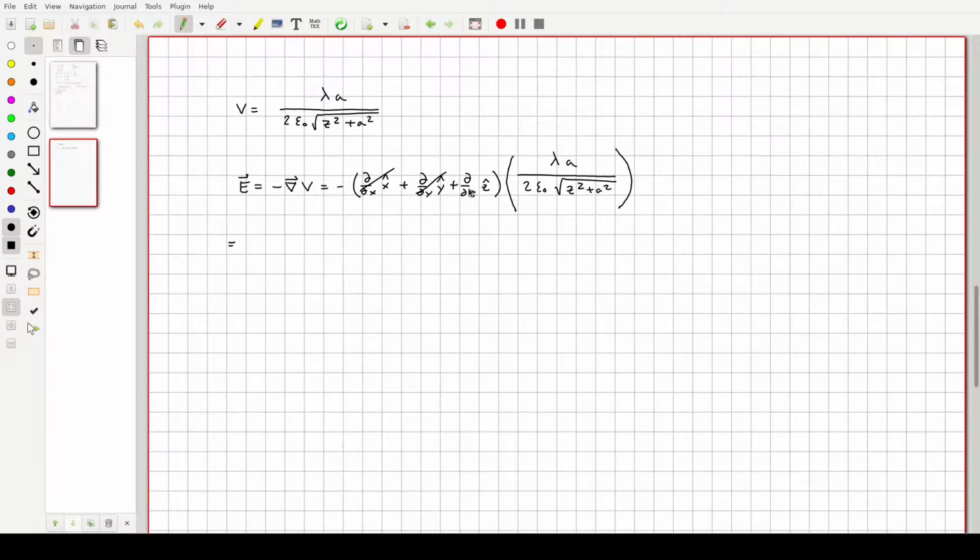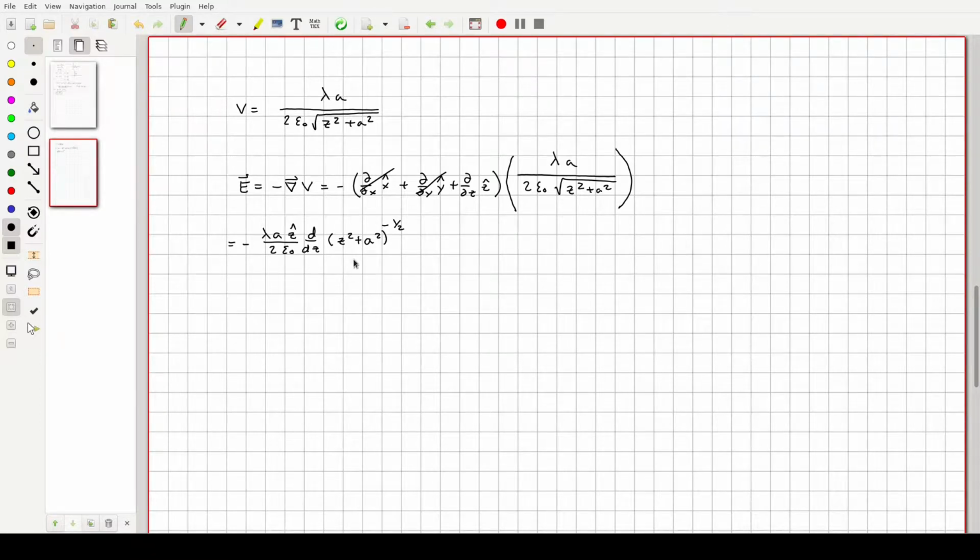So the first thing I'd like to point out is that you have a minus sign that sits out in front of all this stuff. I'd also like to point out that lambda, a, 2, and epsilon naught are all constants, and so is z hat. So I'm pulling lambda, a, z hat, and 2 epsilon naught out. And what I'm stuck doing now, since this is only a function of z, I can turn this partial derivative into just a regular derivative: d by dz of z squared plus a squared raised to the minus 1/2 power. Remember, that's the same thing as the square root in the bottom.